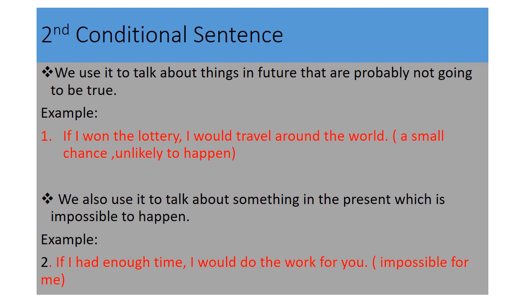Next, we also use it to talk about something in the present which is impossible to happen. Notice, we talk about something in the present, but it is impossible to happen. Example, if I had enough time, I would do the work for you. That is, in reality, I do not have time, so it is impossible for me to work for him.